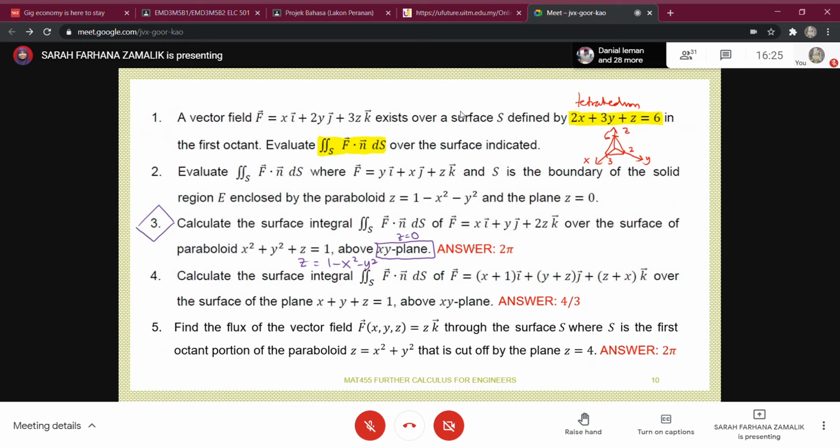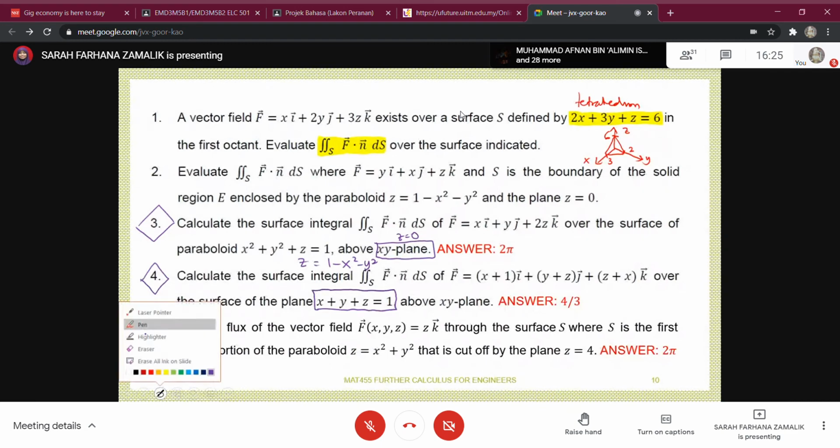So evaluate your double integral. You should get the answer here as 2 pi. So evaluate by using polar coordinate. If you look at number 4, it is also the same. Number 4 is the same as number 1, because you are given the plane x plus y plus z equals to 1, which is the equation of what? Does anyone know? X plus y plus z equals to 1. This is the trihedron, the same as number 1 earlier.